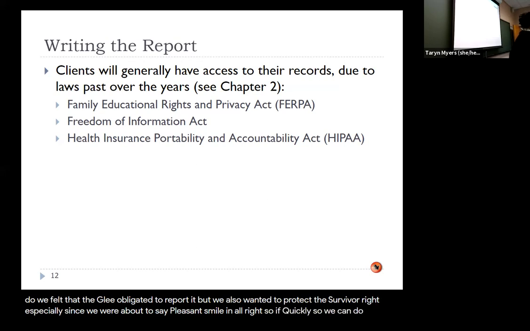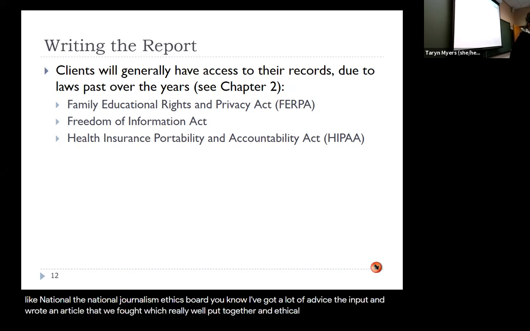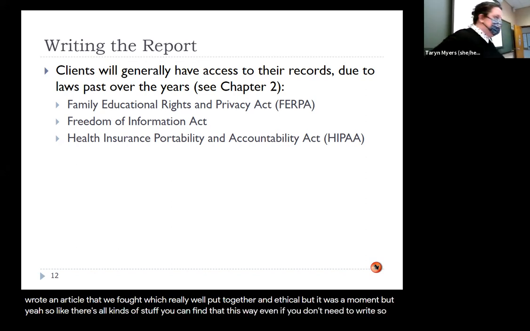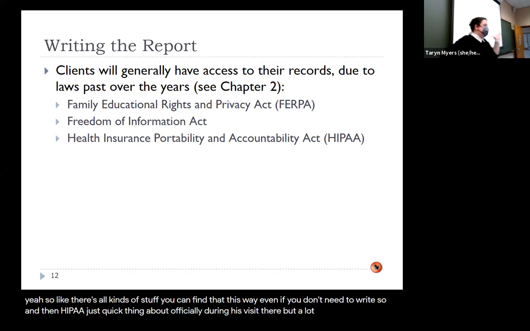So we consulted with the National Journalism Ethics Board, and got a lot of advice and input, and wrote an article that we thought was really well put together and ethical. But it was scary in the moment. But yeah, there's all kinds of stuff you can find out this way, even if you don't need to, right? So, and then HIPAA, just a quick thing about, especially during COVID, there's been a lot of misconceptions about this.